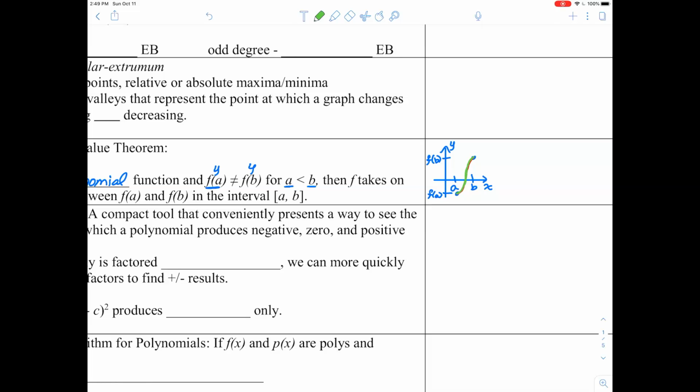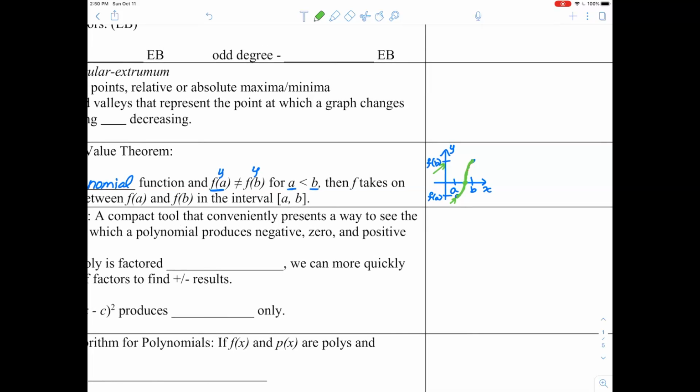So could you say, by looking at that, there's a 0 between A and B? Because 0 is definitely in between this f of A, which is a negative value, and this f of B, which is a positive value. So all of the values in between the f of A and the f of B are going to be taken on by the function between point A and point B.